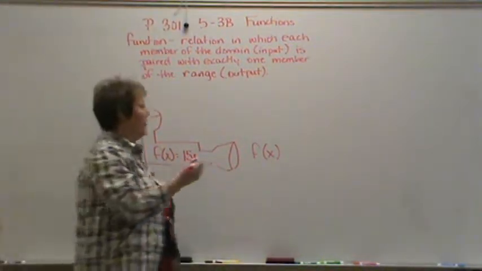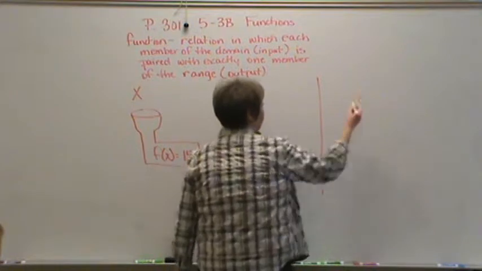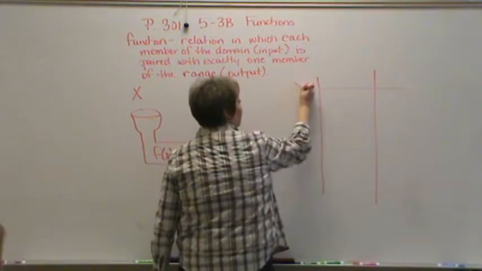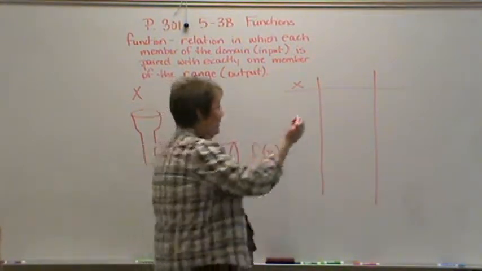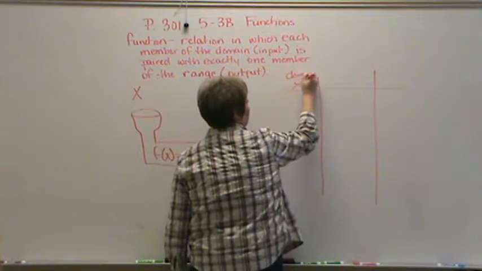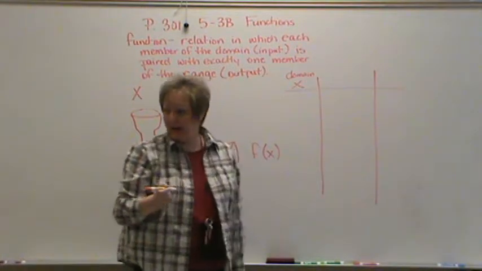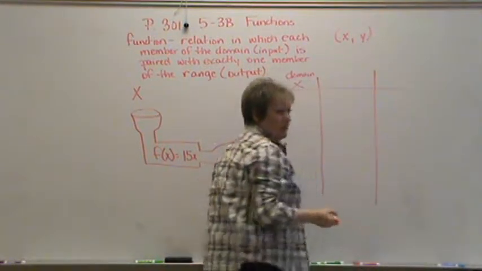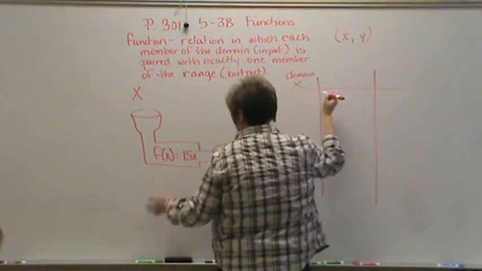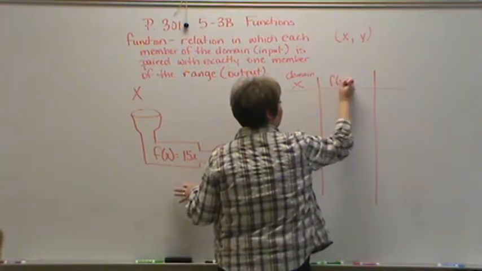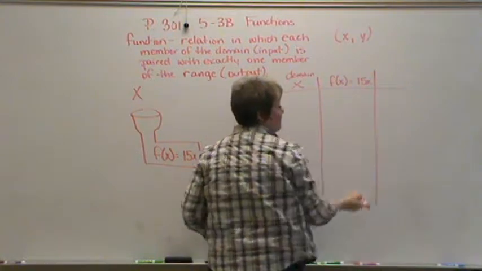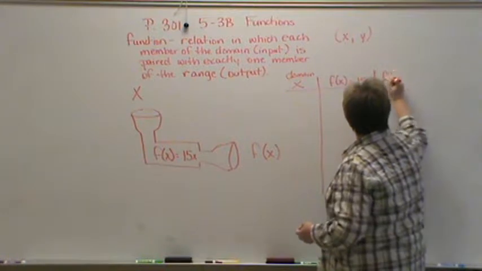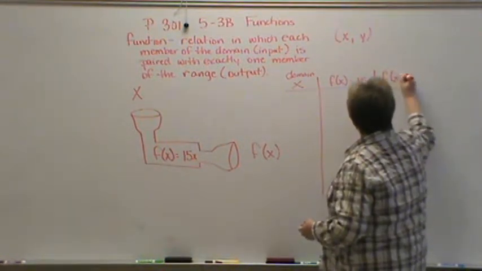Now how this works with a function table is like this. You have x, which is your domain. Think about ordered pairs. We had an x and a y. Then we've got a rule. In this case, it's f of x equals 15x. And then whatever value of x determines what the function is, which is the range.